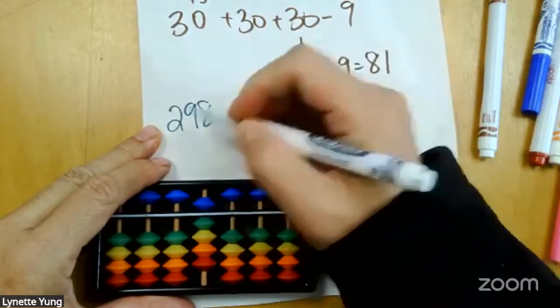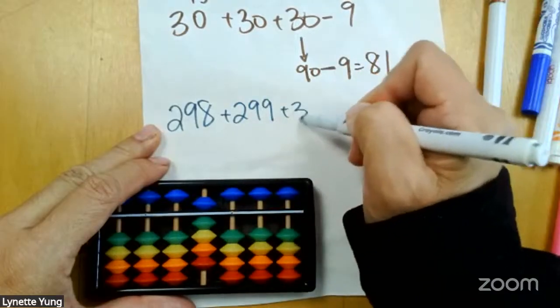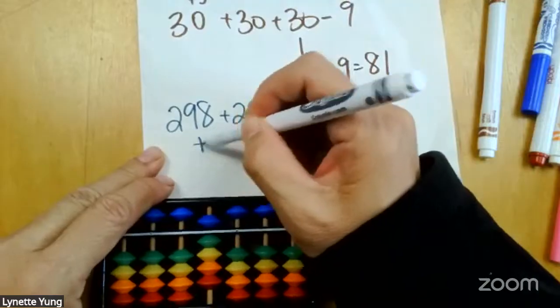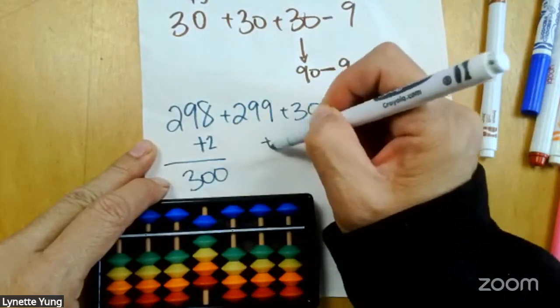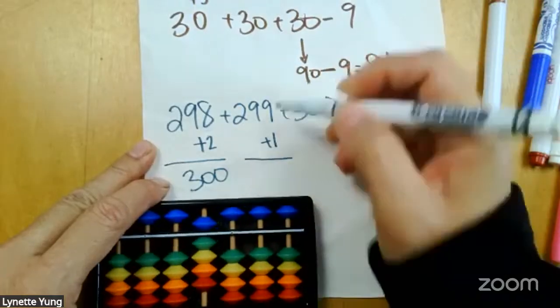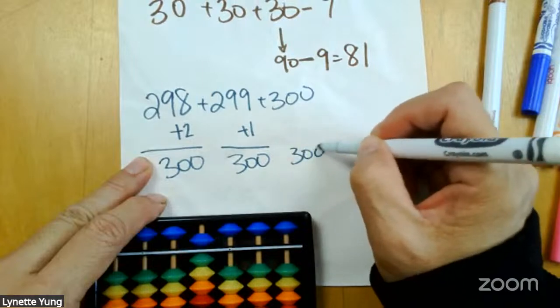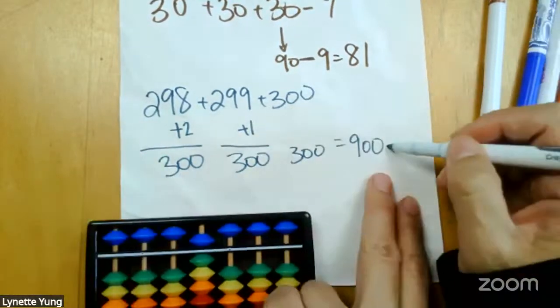So the next one I see was interesting: 298 plus 299 plus 300. What did you do here? You added 2, so this becomes 300. This becomes 1, so you have to know that you added it, right? So then this becomes 3. So this is 900. And then you have to make sure you take away 3.